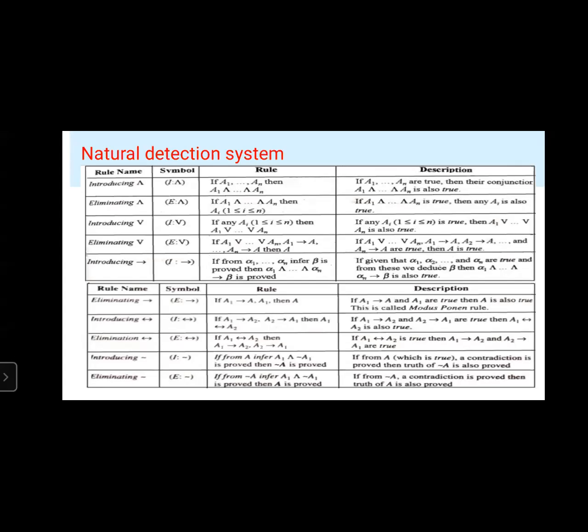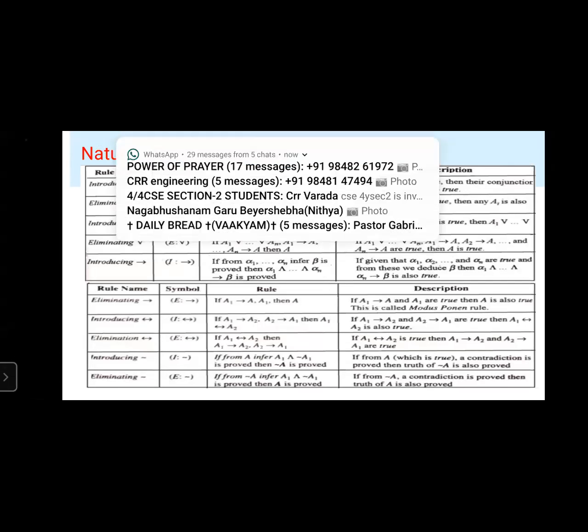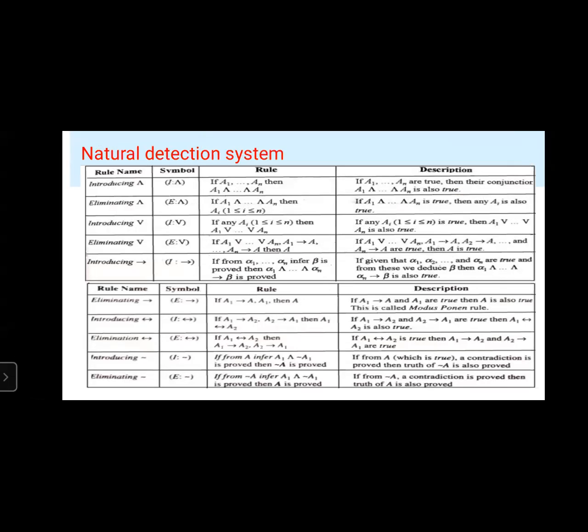Next one, introducing implies. So I colon implies. If from alpha 1, alpha 2, alpha 3, and so on up to alpha n we infer beta, if this is proved, then alpha 1 and alpha 2 and alpha 3 and so on up to alpha n implies beta is proved. Given that alpha 1, alpha 2, alpha 3, and so on up to alpha n are true, and from these we deduce beta, then alpha 1 and alpha 2 and so on up to alpha n implies beta is also true.